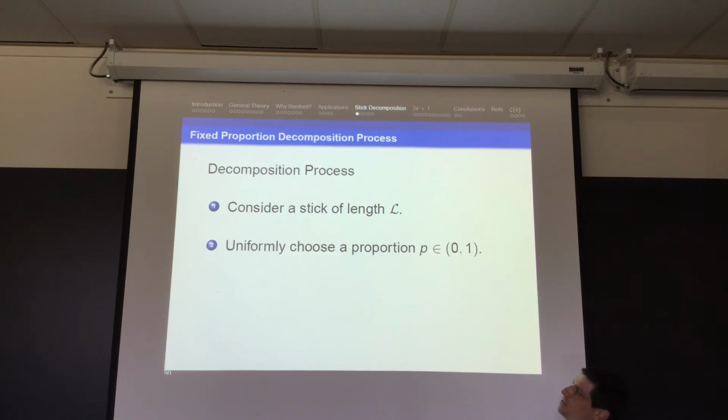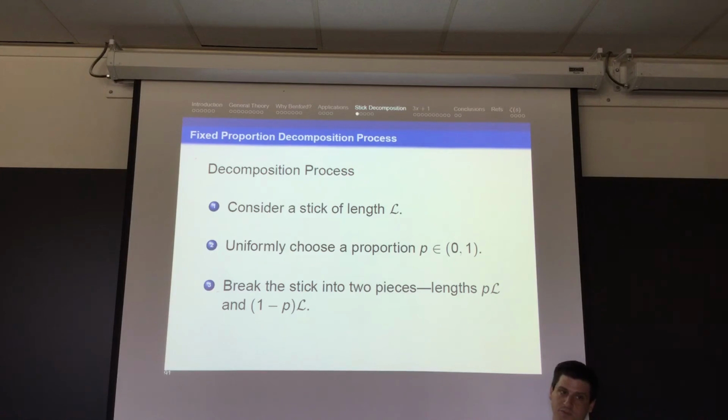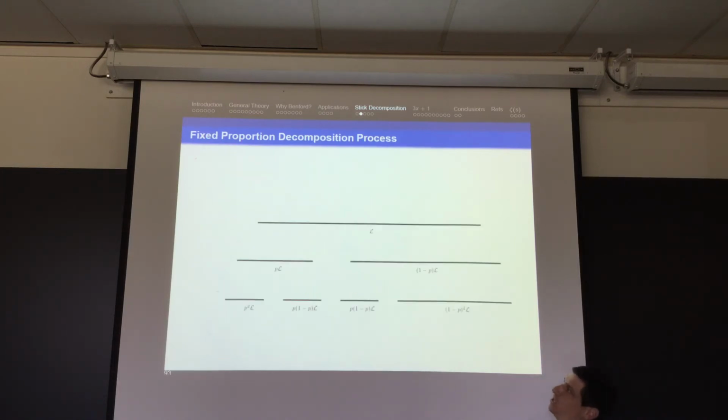So consider a stick of length L. I'm going to uniformly choose a proportion P in [0, 1]. It doesn't have to be a uniform distribution, but let's do uniform for now. I'll get 2 sticks of length P times L and (1 minus P) times L. And then I'll break each of those sticks. Maybe I'll choose another random number in [0, 1] from the uniform distribution. And I'll have a fragmentation problem. Or maybe I'll use the same probability P every single time. So if I do the same P every single time, it makes things a lot easier.